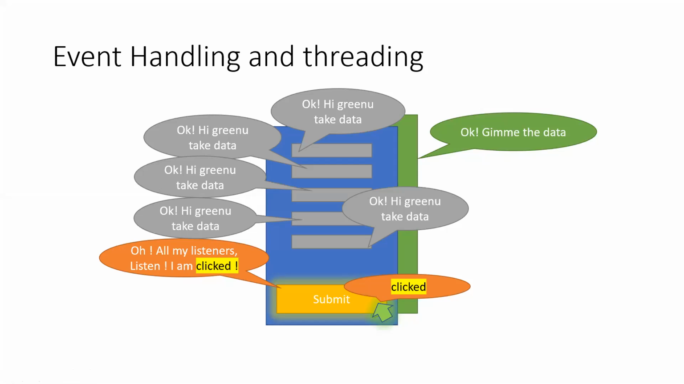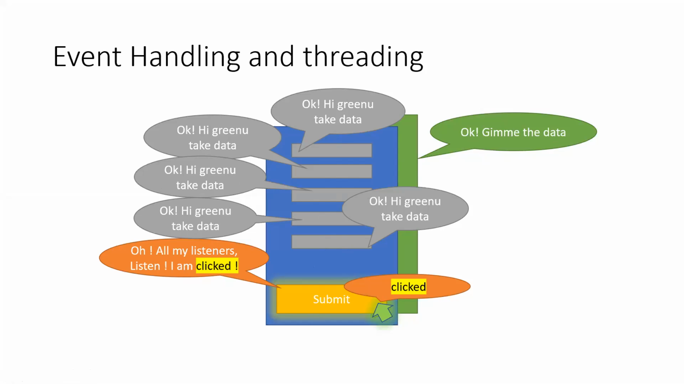The button just calls the listener, and on listening, all the listeners come into action. They pass this data. Let's say the purpose of a submit button is to submit this onto some other file. So Greenu will say, give me the data, and all other controls will say, hi Greenu, take the data.